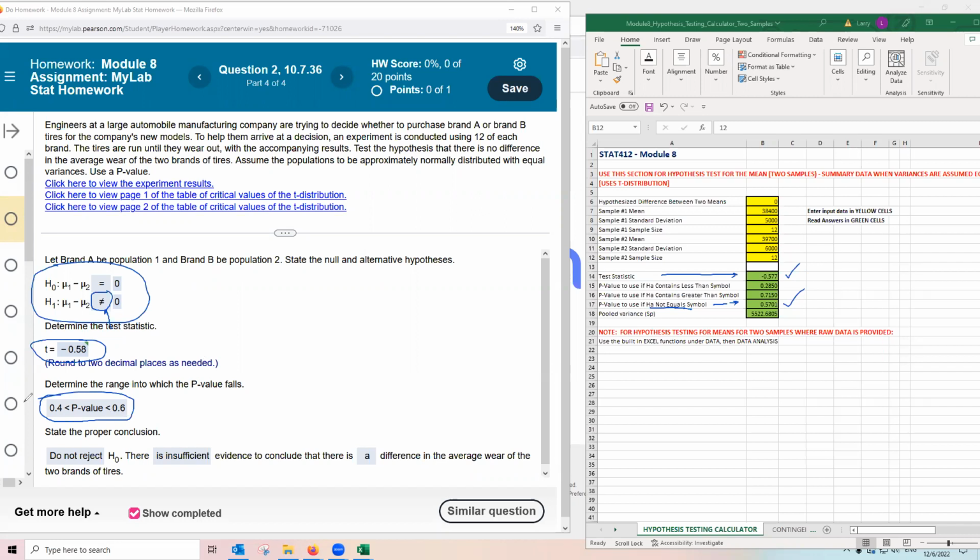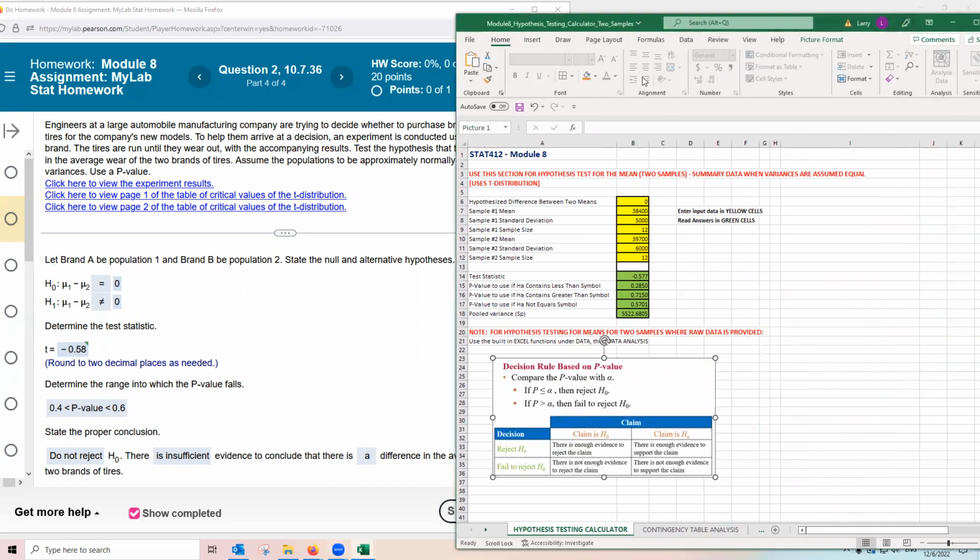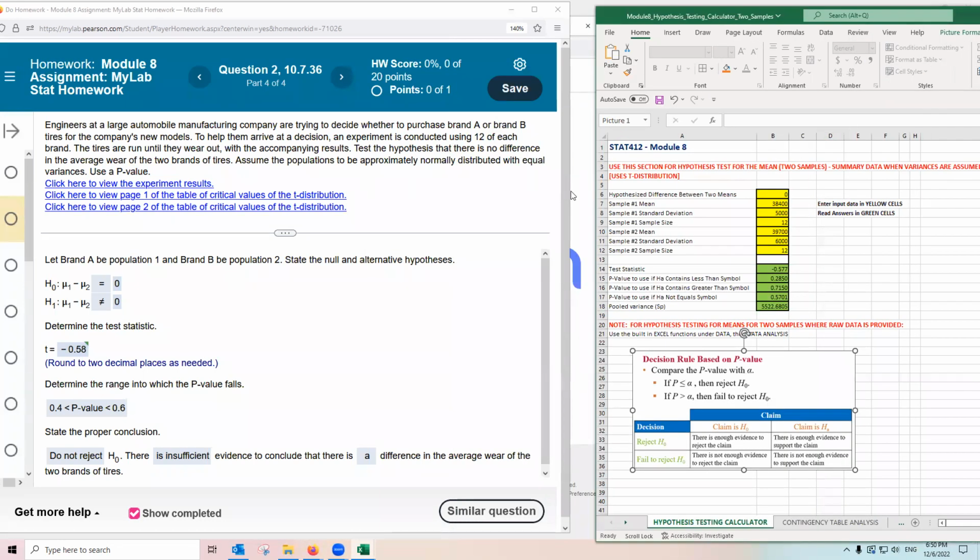All right, well, I want to come to a decision now. Well, let me go back to that table that we actually used back in module 7. Here it is. I'm going to move it down here to make it a little easier for us. And so what you do is you compare the p-value with alpha. All right, our p-value is 0.570.